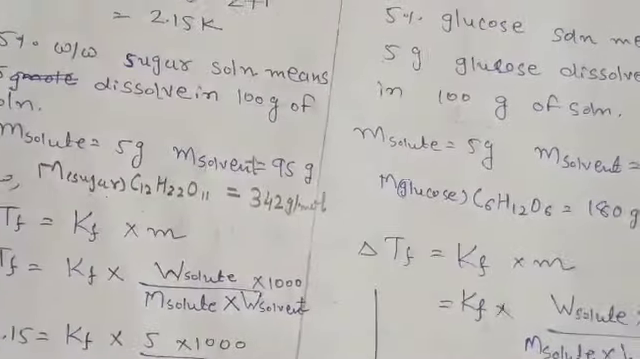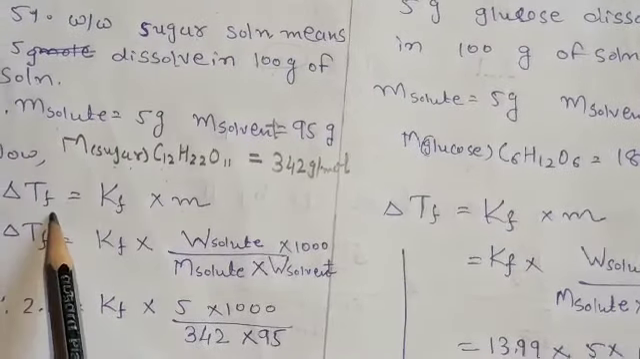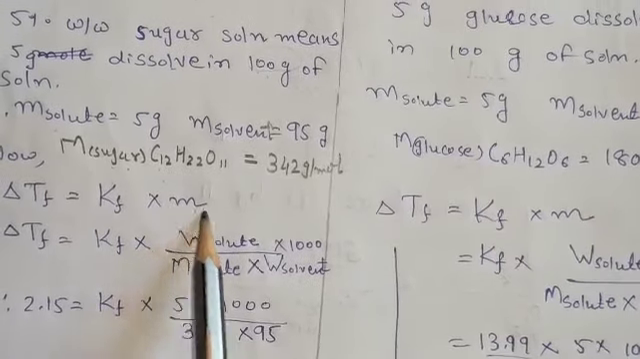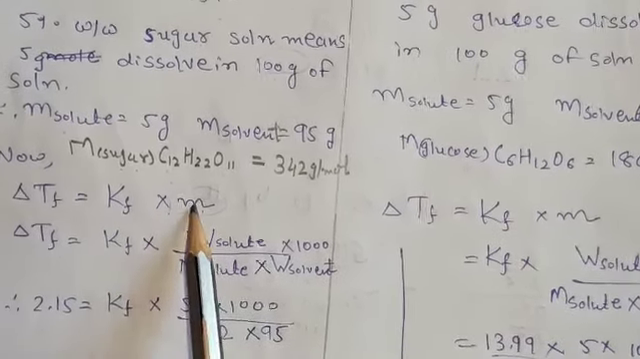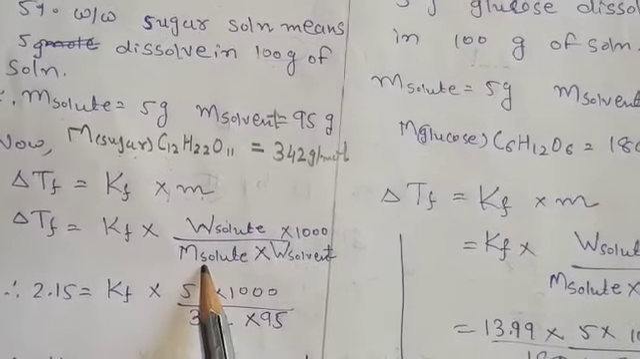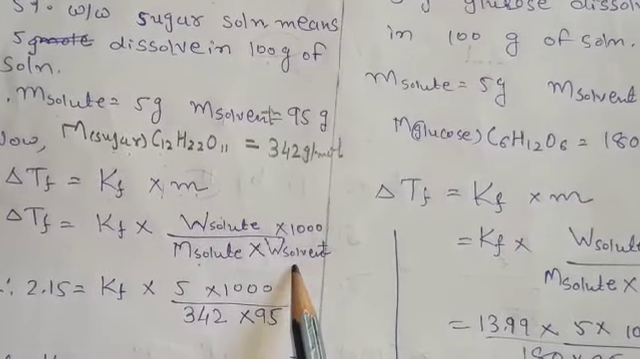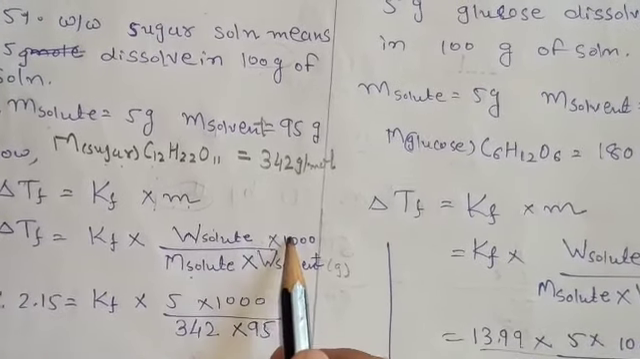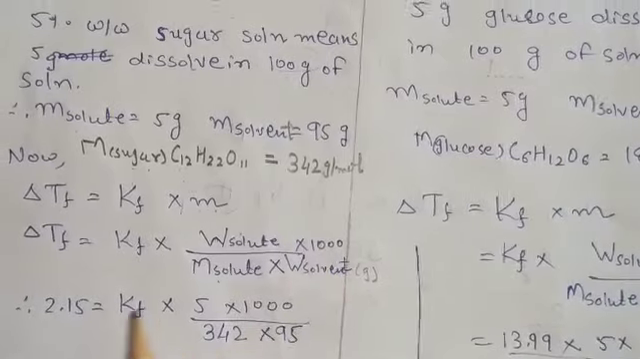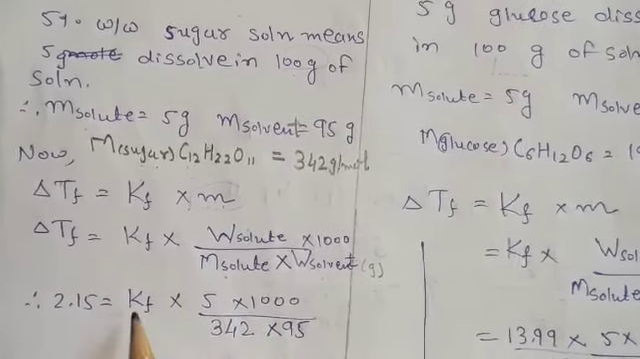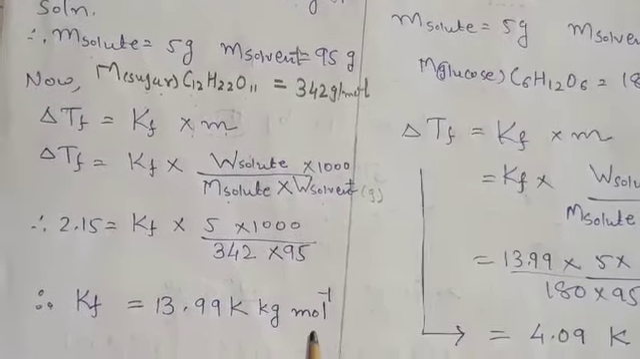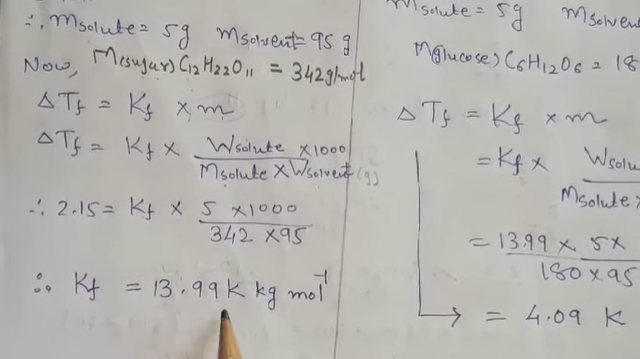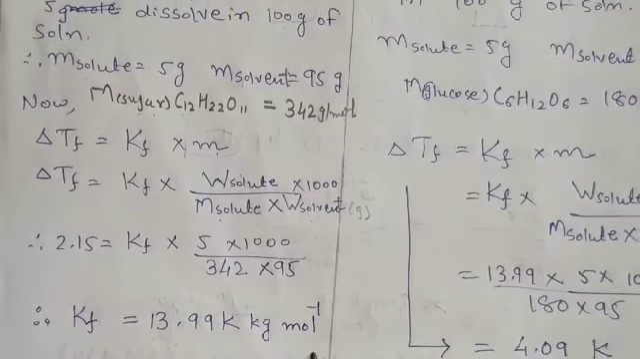Now we have the formula for the depression in freezing point: delta TF is equal to KF into m. Now m is our molality. Molality means mass of solute divided by molar mass of solute into mass of solvent. If mass of solvent is in gram, then we have to multiply by 1000, right? Now replace all the terms. So you will get KF, which is the freezing point depression constant, right? So you will get KF equal to 13.99 Kelvin kilogram per mole.